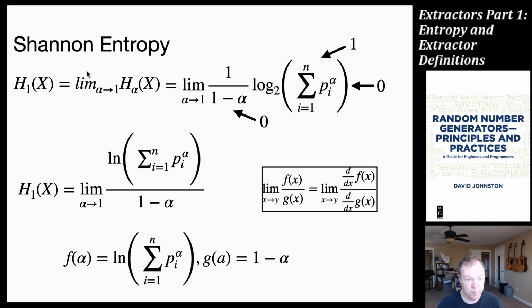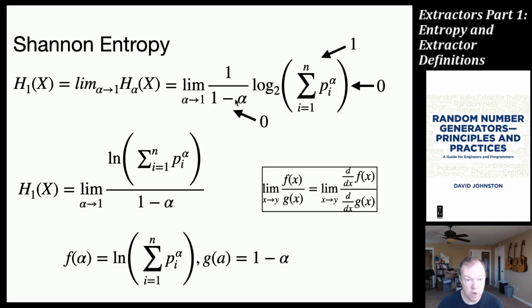Shannon entropy, this is the one used in communication theory, gets a bit more tricky. Since we cannot plug alpha equals 1 directly into the equation, because that would put a 0 on the denominator here, we have to take the limit as alpha approaches 1. So we take the limit of 1 over 1 minus alpha of log 2 of that, the equation.